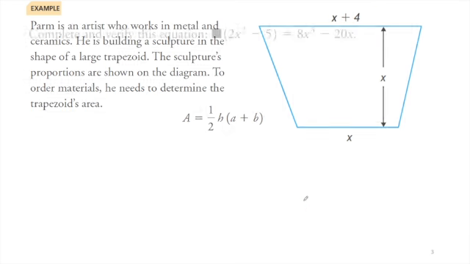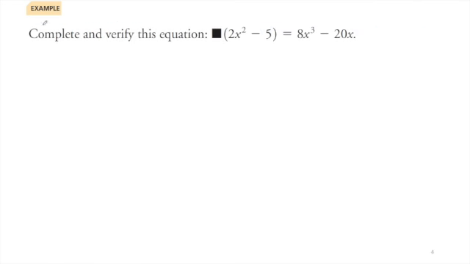Okay, we'll go into another example. I want you to complete and verify this equation. So I want you to figure out what this black box is to get the 8x cubed minus 20x.